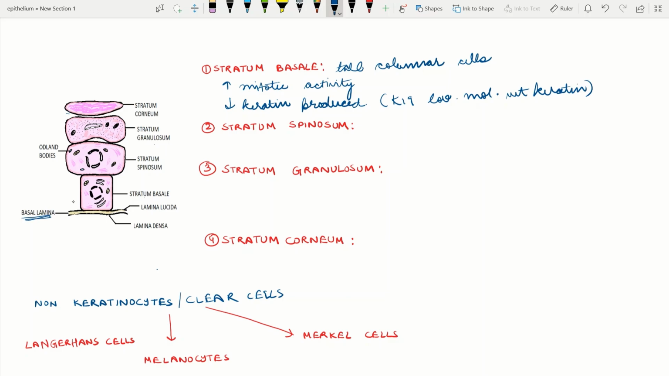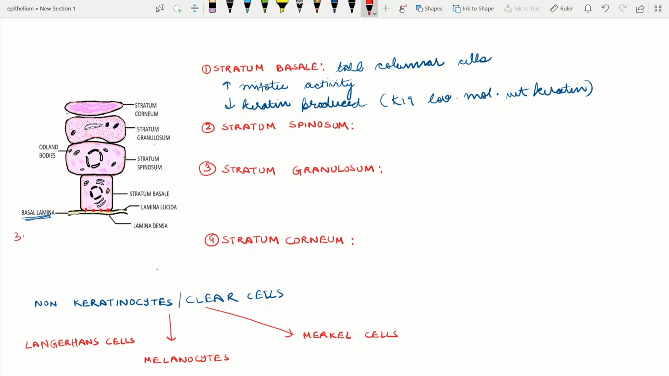Now if you see, this is stratum basale, which is attached to the basement membrane or the basal lamina with the help of hemidesmosomes. These are your hemidesmosomes, the ones I have marked with the red color. These hemidesmosomes connect this stratum basale to the basal lamina or the basement membrane.